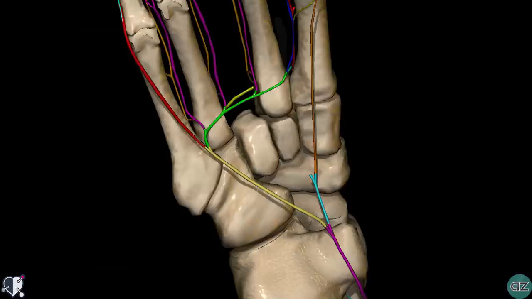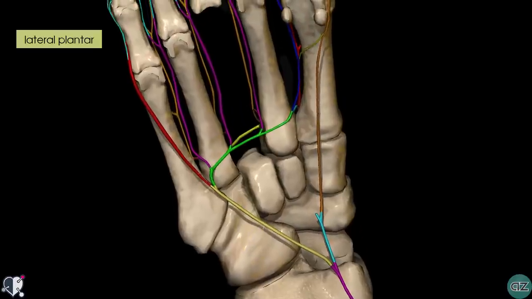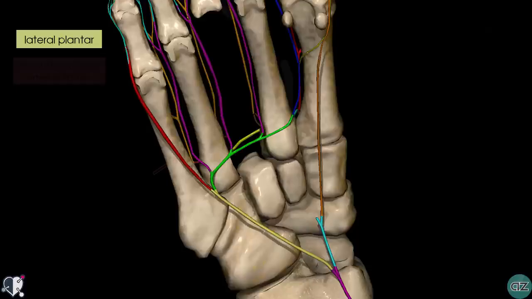Coming back to this view, we've got in yellow the lateral plantar artery. This is the larger of the two plantar arteries, and if we follow its course, we can see that it gives off this branch which I've highlighted in red that supplies the small toe. This is the lateral plantar digital artery of the fifth toe.